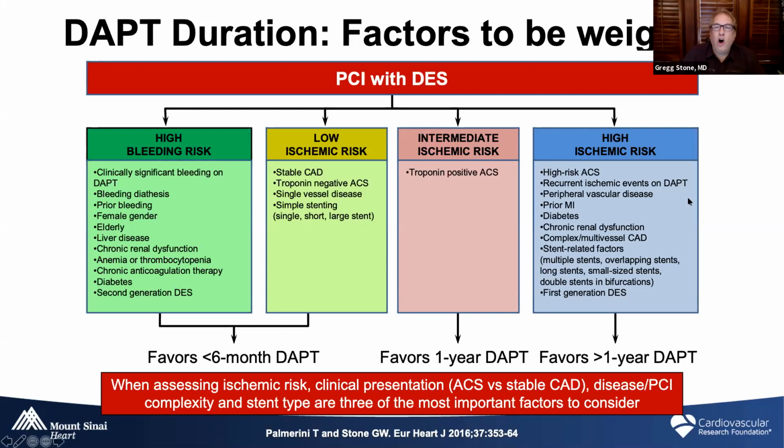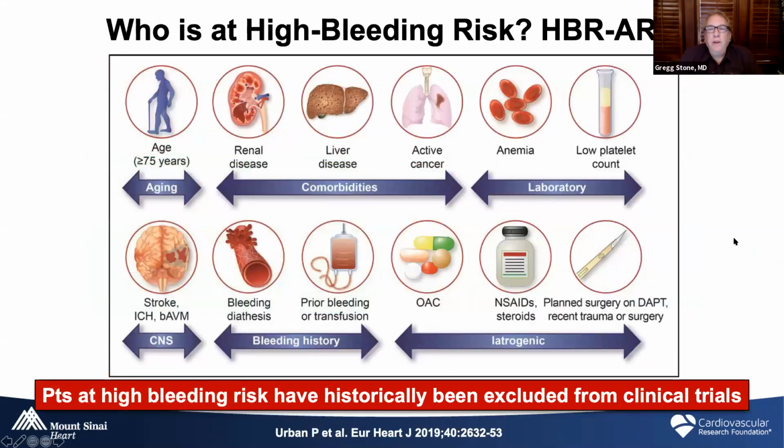So you have to weigh all of these, and this will relatively favor longer or shorter DAPT. Again, for ischemic risk, I think clinical presentation, that is whether the patient has a troponin-positive ACS, whether the patient has complex lesions or multi-lesion intervention, and if you're not using an optimal stent type, those are important factors that really predict increased ischemic risk. But what about bleeding? Well, the HBR, or high bleeding risk ARC group, got together and did a very, very careful analysis and really did a beautiful job pointing out the risk factors for high bleeding risk.